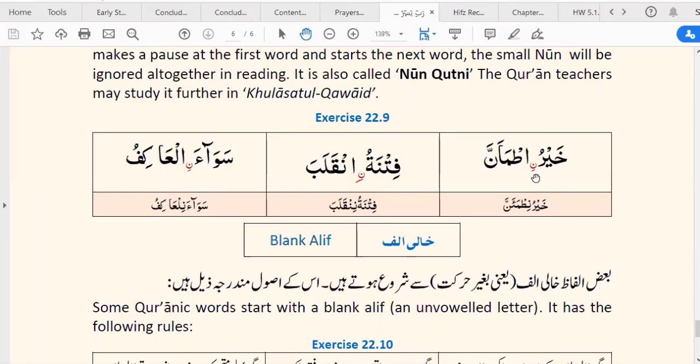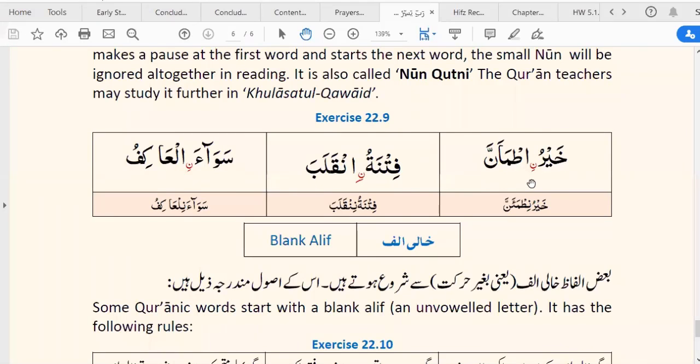So whenever you see a miniature noon, or it's called noon kutni, that's how it's written, noon kutni, you will notice that there are always two words. This is one word, and this is the other word. And in this example, there's a noon kutni again. That's one word, and that's another word. And in the third example, you see the same thing. So it's a connector between two words.